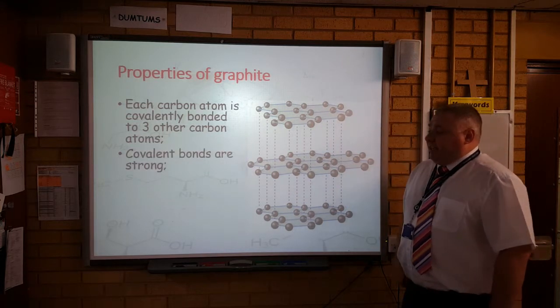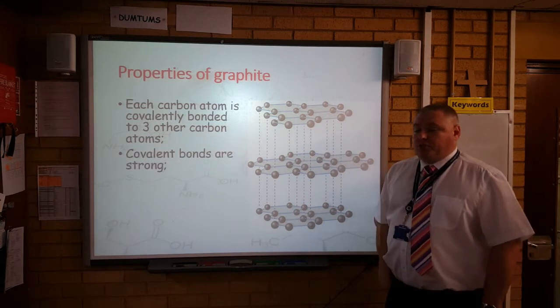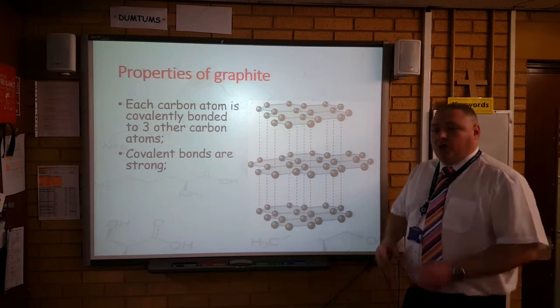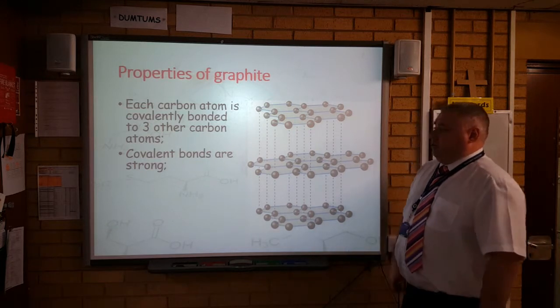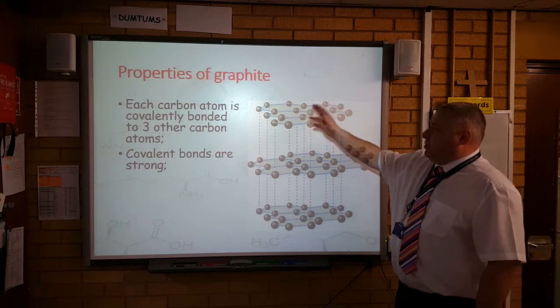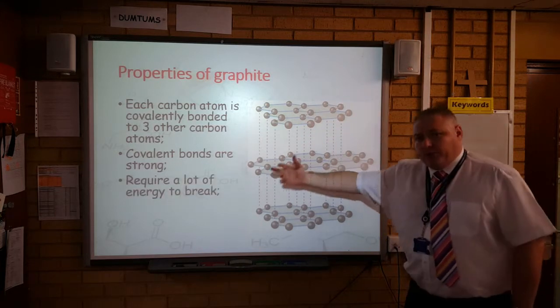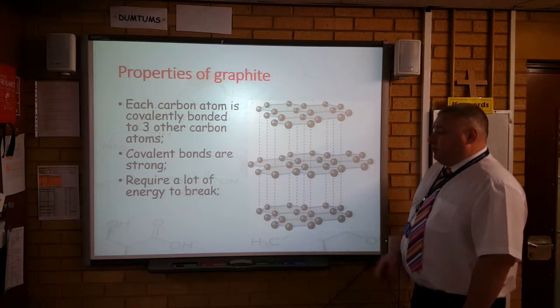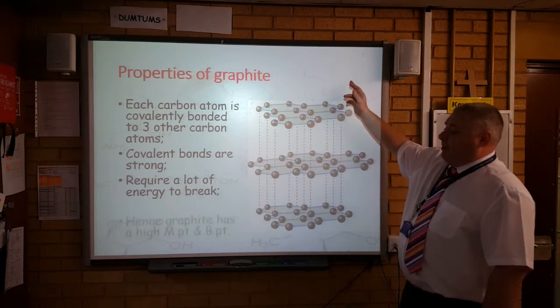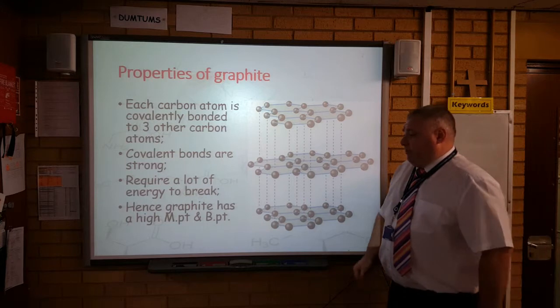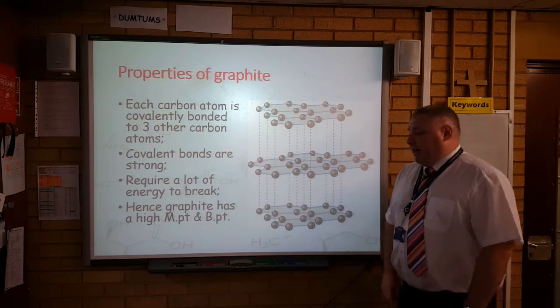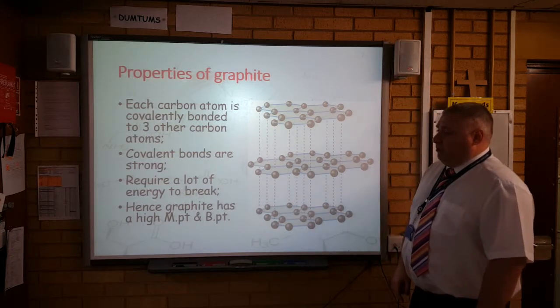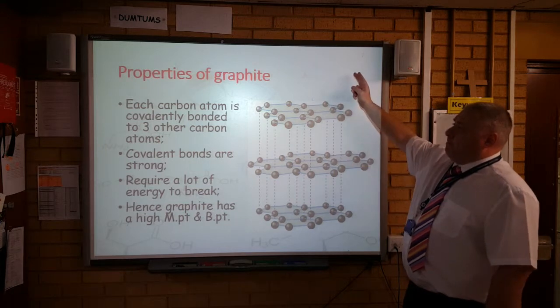If we look at each carbon atom, it's bonded to 3 other carbon atoms. Again, it's covalent bonds between these carbon atoms, and covalent bonds are strong. So if we want to break these bonds, again, we're going to have to put a lot of energy in to overcome these bonds, and that explains why graphite, just like diamond, also has a high melting point and high boiling point.